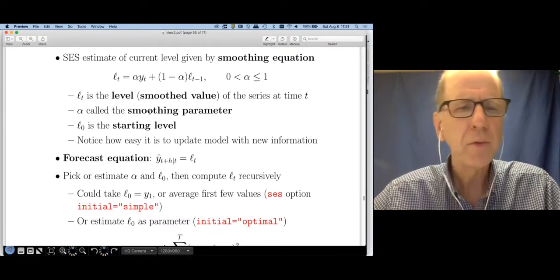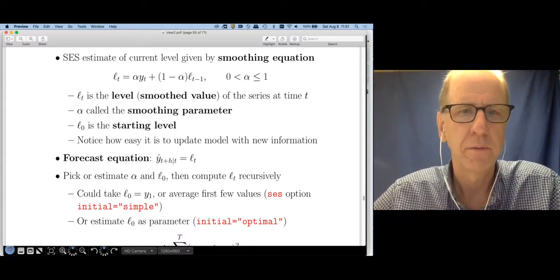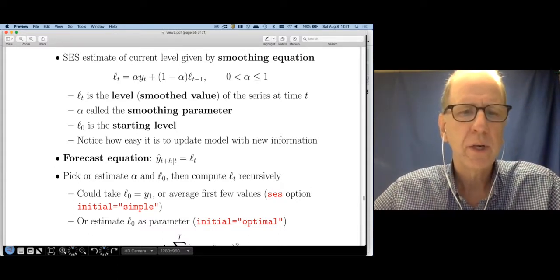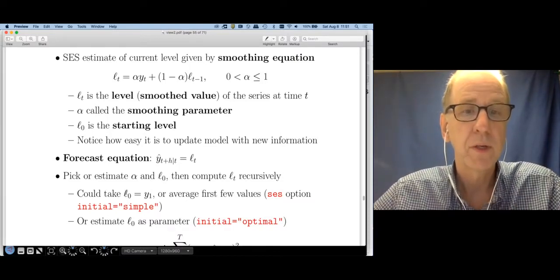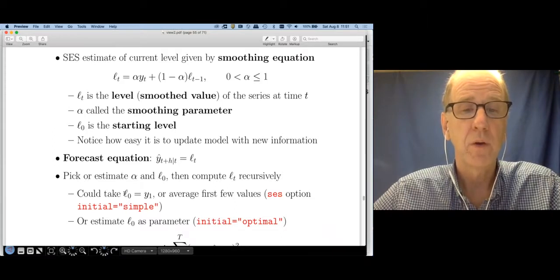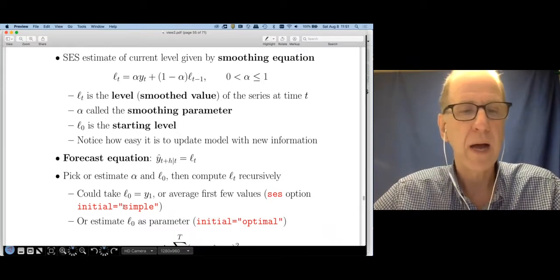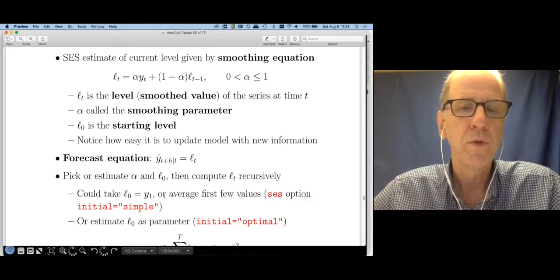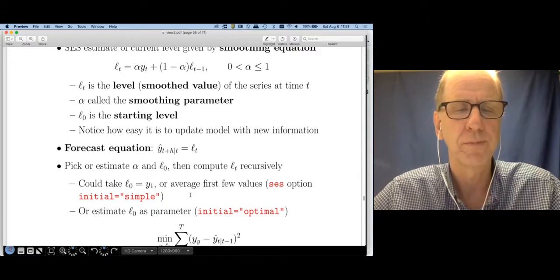All right, how do we get alpha and our initial level L0? There's a couple ways that we can do this. One approach is to simply take the first value of y as your initial level, and the option initial equals simple does exactly this. Or you could average the first couple values if you'd like. That would be one approach.